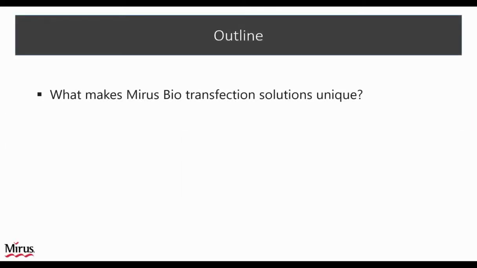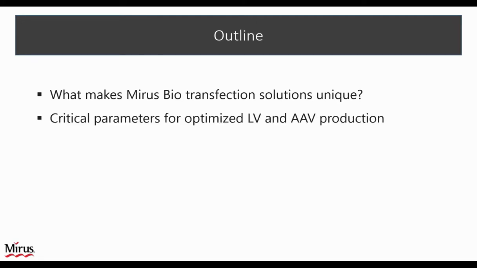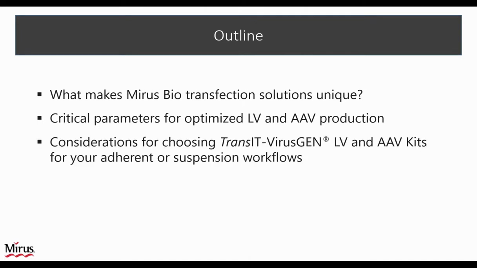We'll start today's talk by answering the question, what makes Mirus Bio transfection solutions unique? We will then cover critical parameters Mirus used to develop our LV and AAV kits, as well as some key considerations for choosing TransIT-VirusGEN for your viral vector platforms, whether you're producing lentivirus or adeno-associated virus or working with adherent or suspension 293 cells. Following this presentation, we will have 3 quick polling questions for you, and then we'll open the floor for Q&A.